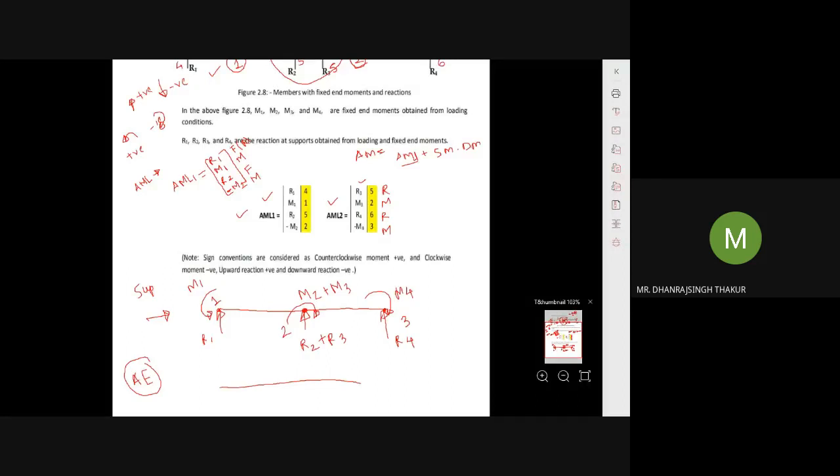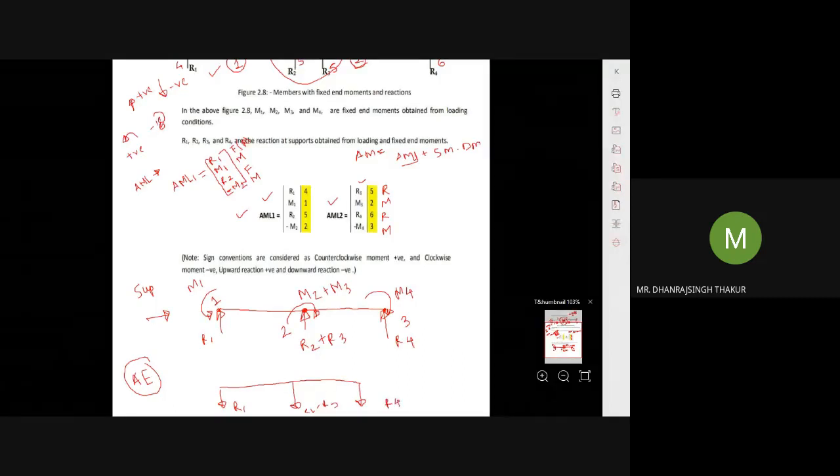So, as R1 is upward, show it in the downward direction. R2 plus R3, the addition, was coming upward, so show it in the downward direction. Whatever is upward, make it downward. R4 is upward, show it in the downward. So this is the addition of R2 plus R3, and this is R4.